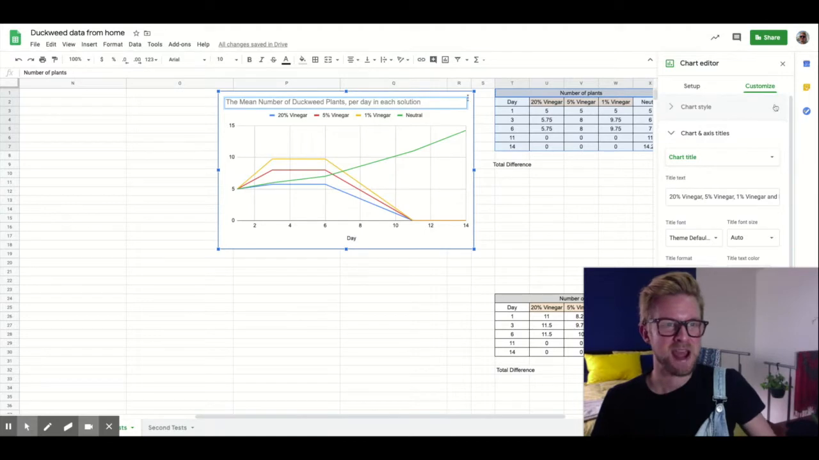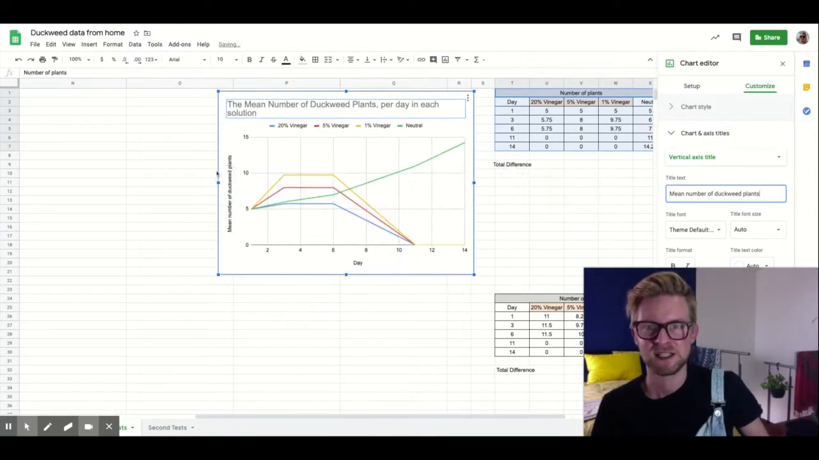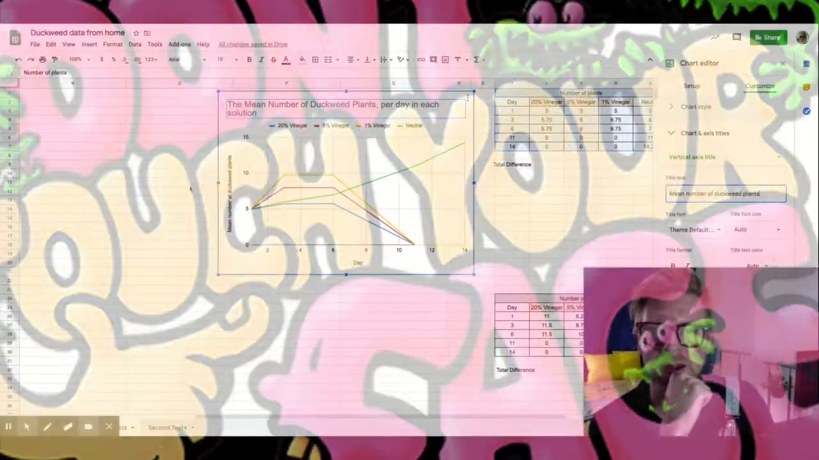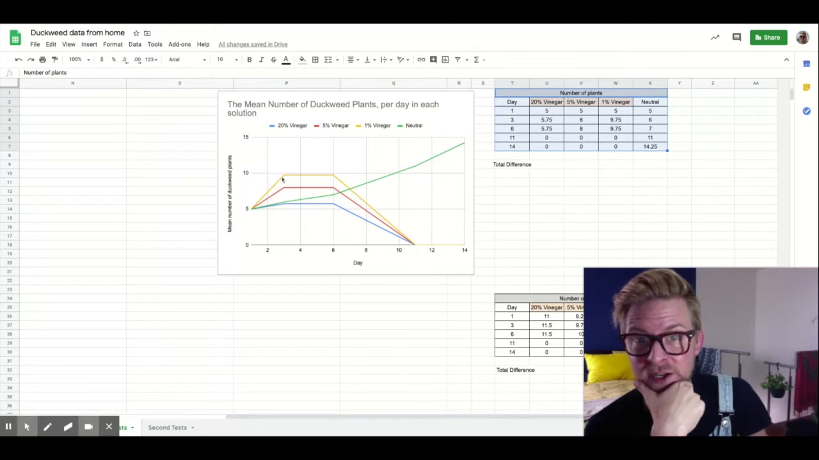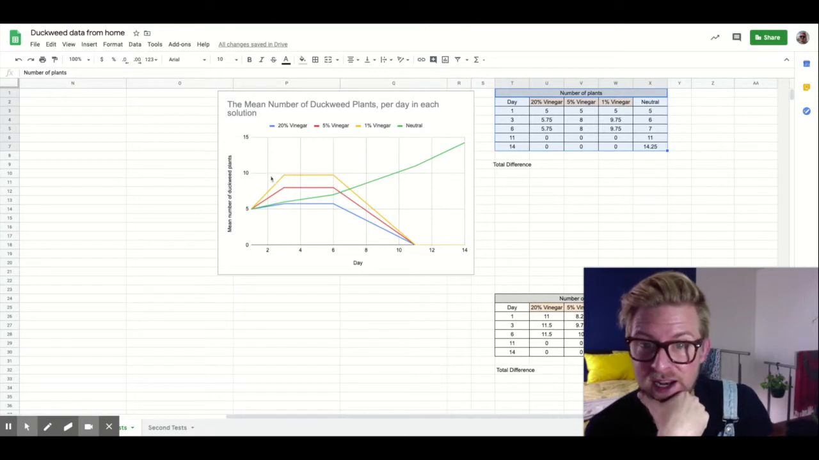I also need to add axes labels. I can see those changes a lot more. Now, what I find interesting about this graph and what it's telling me is that there was a much more drastic increase in the number of plants in the 1 and 5% vinegar solutions.